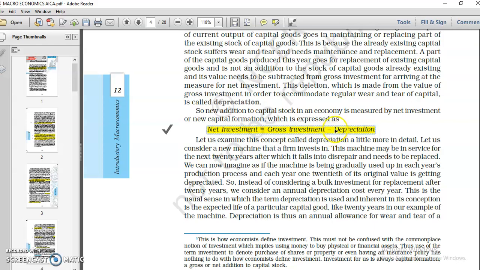It means you have used that asset for 2 years, so that's why the value goes down. The value which goes down is called depreciation. So that's why next year you have to take rupees 90,000 or 80,000. So that's why it is called net investment. So net investment is nothing but gross investment minus depreciation.